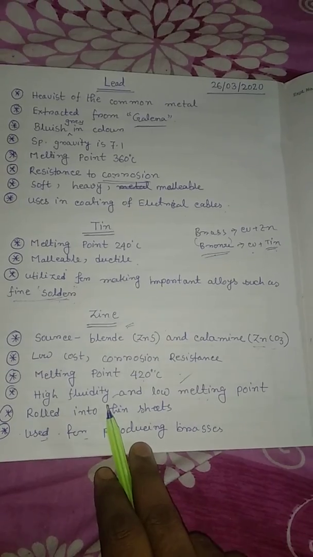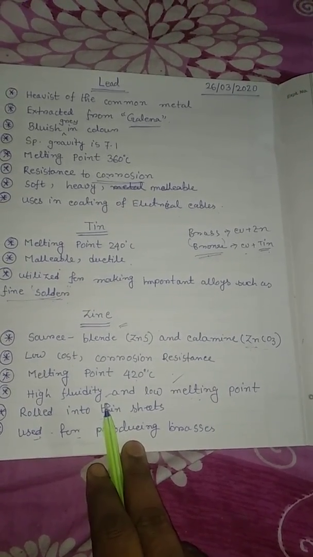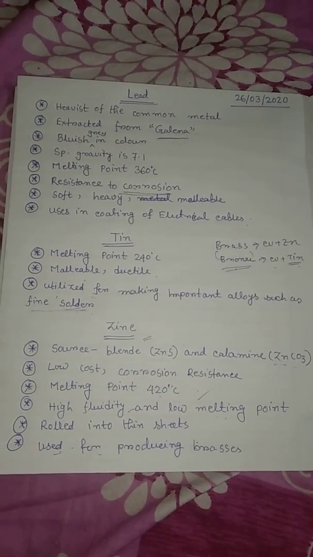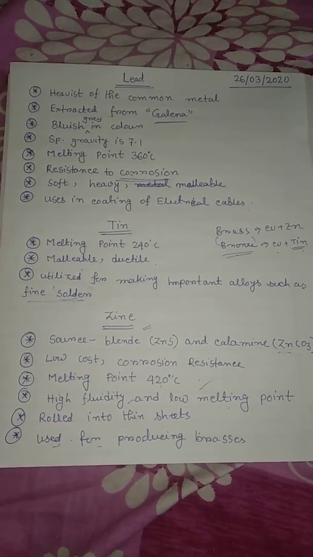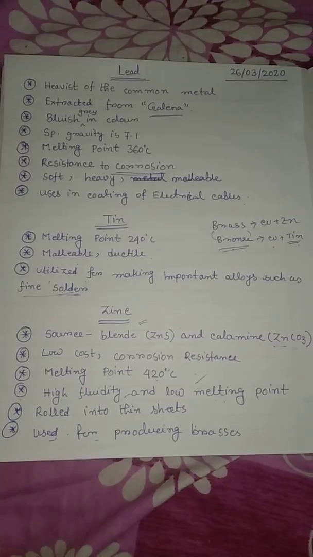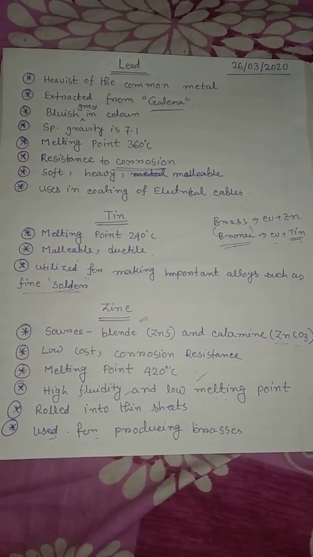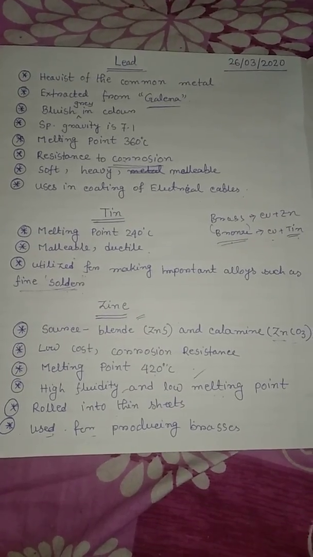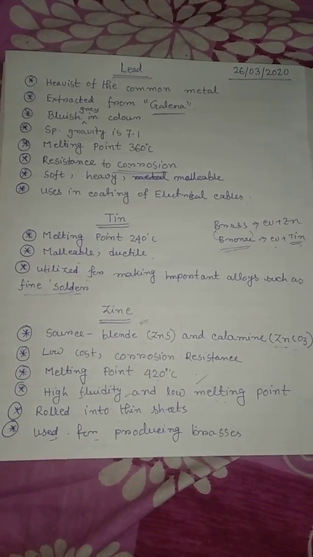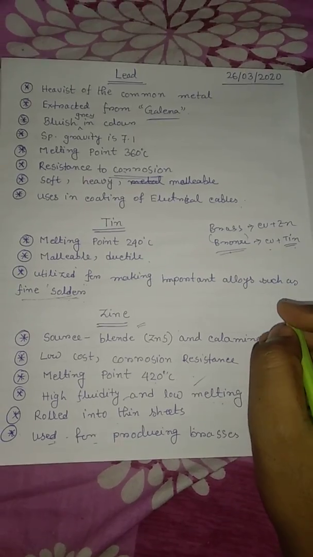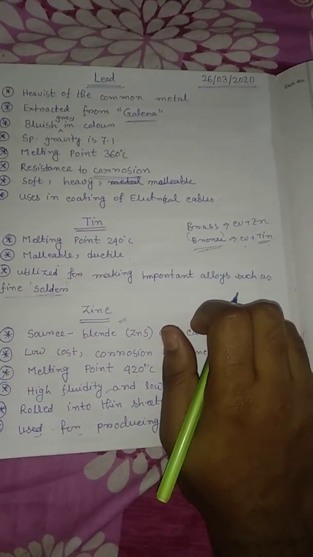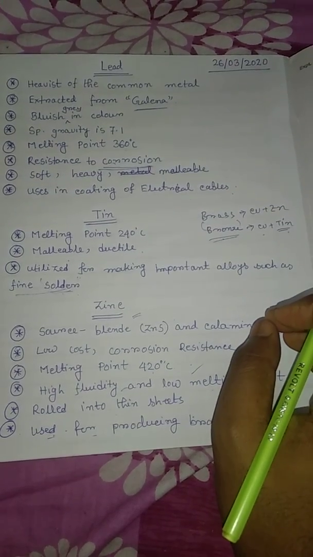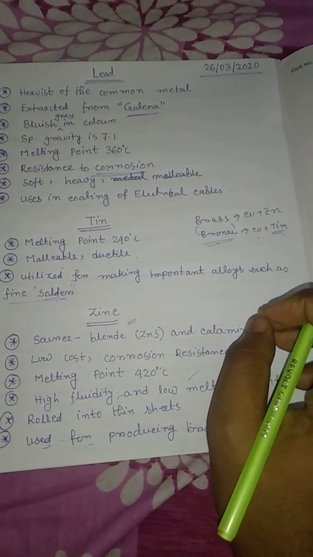You know that the corrosion resistance property comes from the formation of a protective oxide coating on the surface. Now the main disadvantage is that it is most anisotropic in nature in property.